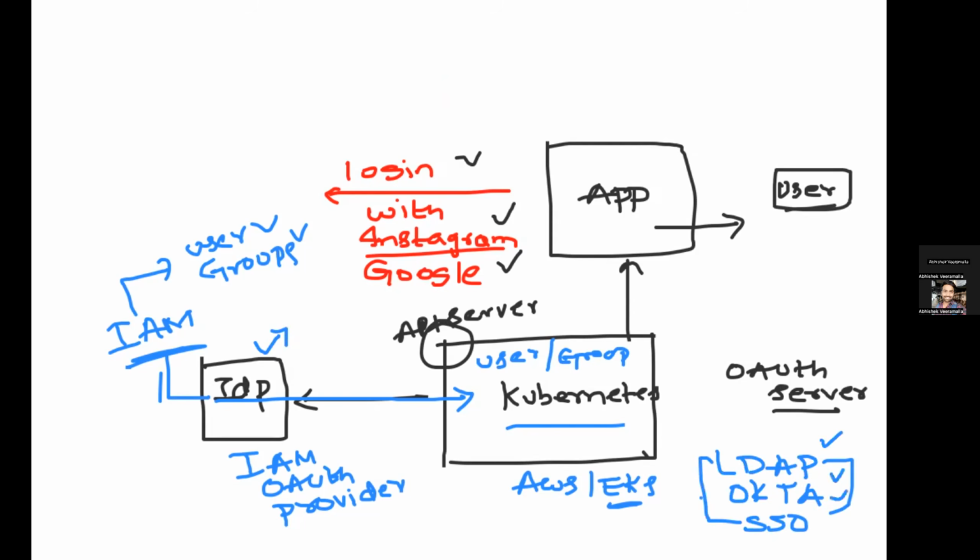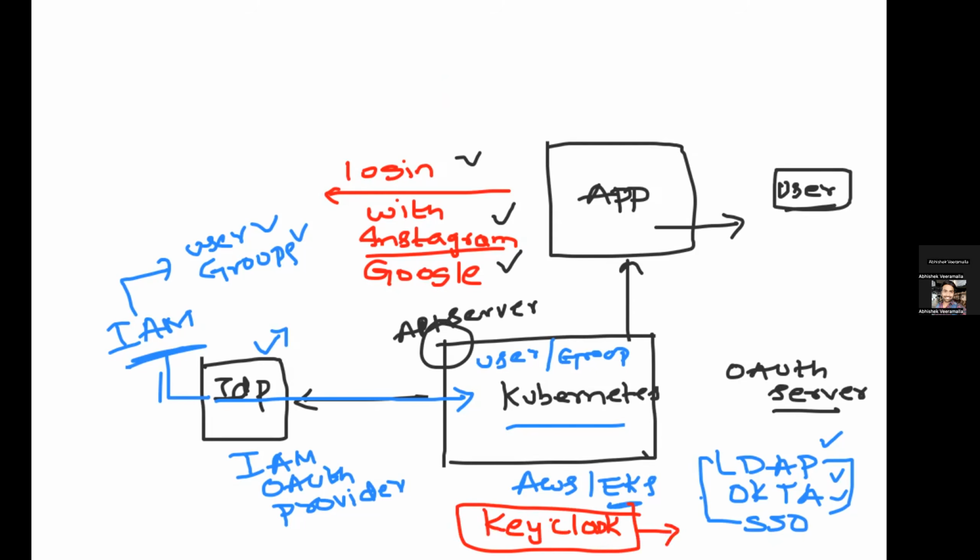You can also use some identity brokers like Keycloak. Keycloak is a very popular one. Many people manage their Kubernetes identity management or user management using Keycloak as a broker. You can connect to all of these things.